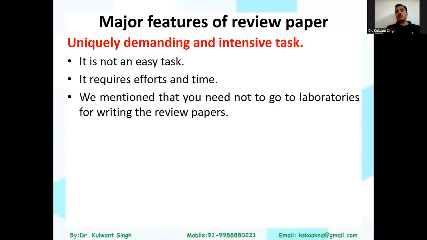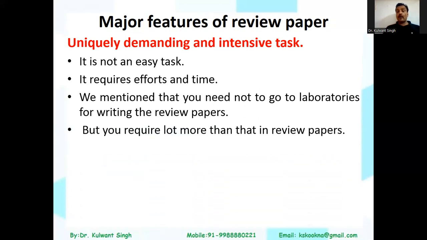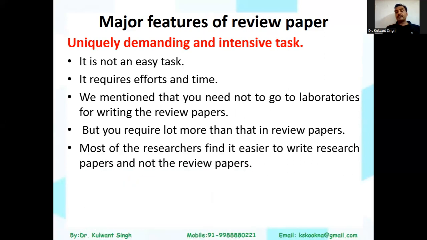Sorry, there is no need to go to the laboratory or to conduct research to write review papers, but you require a lot more during the writing of a review paper. Most researchers find it easier to write a research paper and not review papers. It means it is not an easy task.